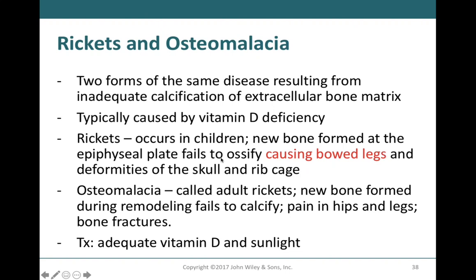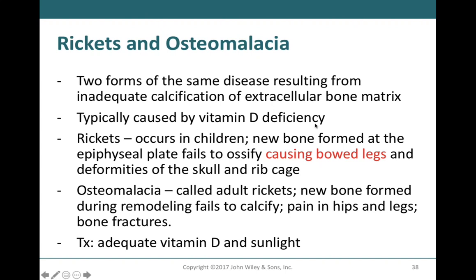Now, osteomalacia is our other condition that we will see in adults. This is often called adult rickets, because they are both referring to the inadequate calcification of bone matrix. So while rickets is more focused on the formation of new bones as we grow, osteomalacia will focus more on bone remodeling. So as new bones are constantly being remodeled, that new bone that's been deposited fails to fully calcify, and this can cause very weak bones and a lot of pain.